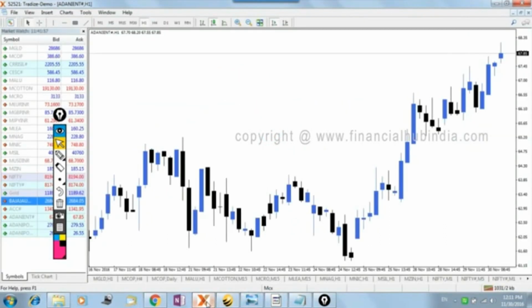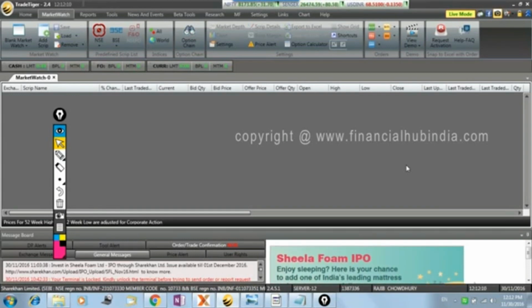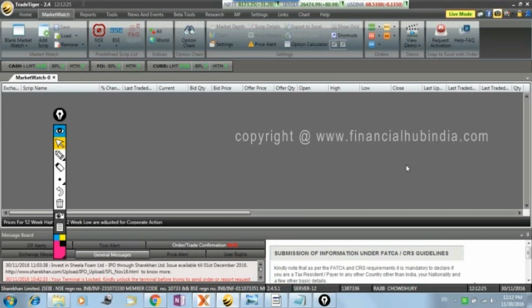Now the next one I want to show you is Trade Tiger. Trade Tiger is given by Sharekhan. It's a charting software given by Sharekhan, and I'm not promoting Sharekhan at all. I'm just using their platform and sharing it with you, nothing else. But I'm very much used to this Trade Tiger platform.